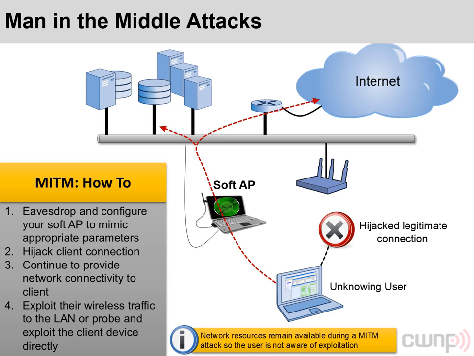So the process of a man-in-the-middle attack is to eavesdrop and configure your soft AP to mimic the appropriate parameters of the legitimate AP. We then hijack the client connection. How do we do that? Well, we do it by sending a disassociation frame, some type of an RF DOS attack, anything to force that client station to disconnect from its current AP and then connect to me, because I may be at a laptop that's 10 feet away, whereas the AP was 70 feet away. And so I have the stronger signal. It prefers me on the next connection and connects. And then I continue to provide network connectivity to the client, and I exploit their wireless traffic to the LAN or probe and exploit the client device directly and do a kind of a peer-to-peer attack. So these are man-in-the-middle attacks, and they can definitely be serious problems for sensitive data.